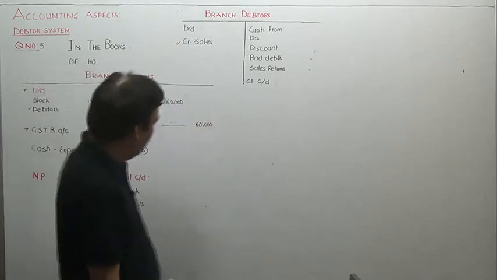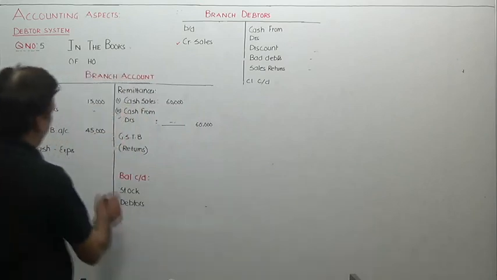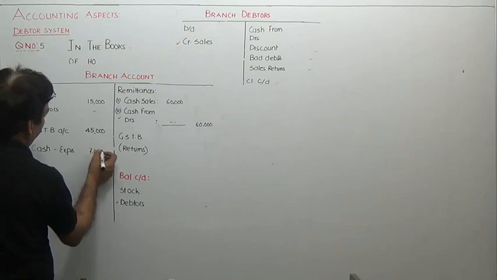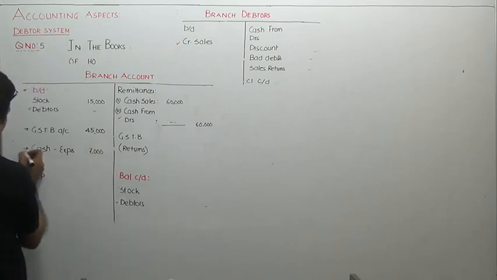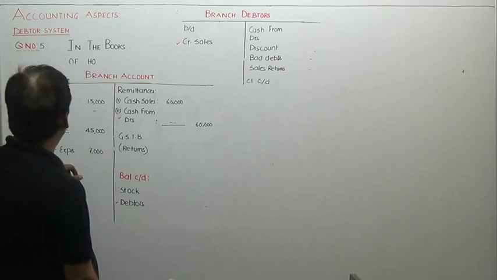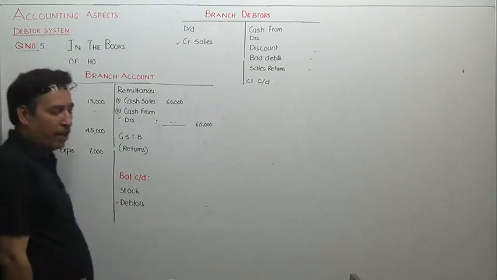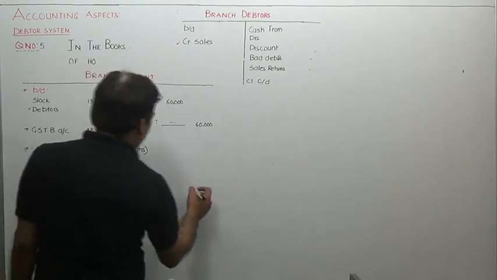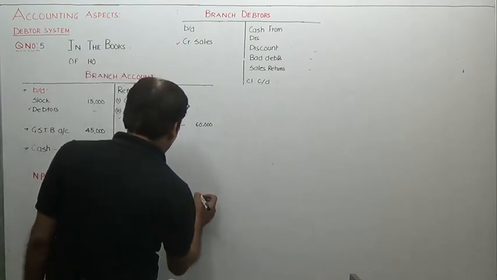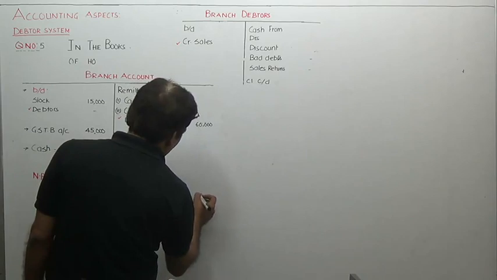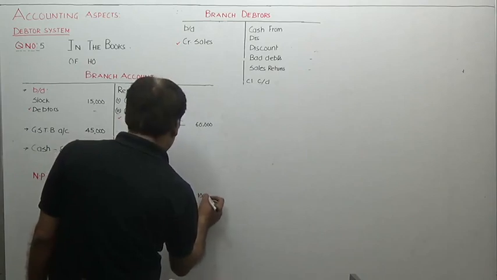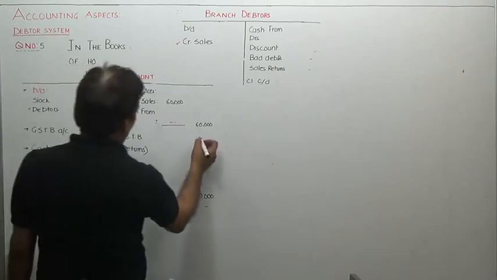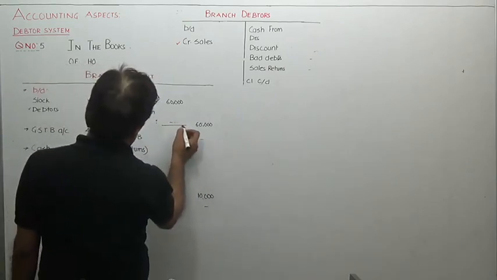Then expenses. It will always be presumed that whatever expenses are there, cash has been sent for the same by the head office. So you are going to write cash expenses 7,000. Then closing stock is also given. It's a very elementary question. 10,000 is your closing stock, so you will write the amount of closing stock down here. No goods return has been given in this question.